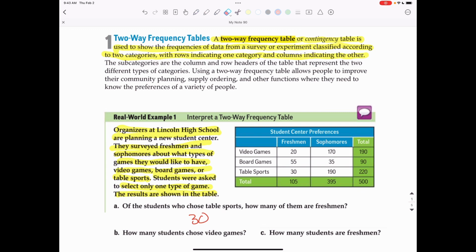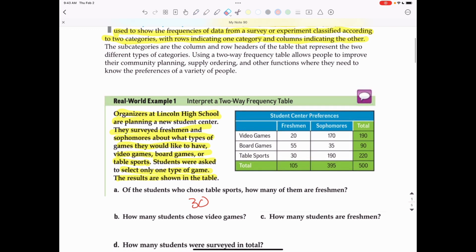Of the students who chose, how many students chose video games? So the total number of students that chose video games would be right here. This whole row represents students that pick video games. So the total number of students that picked video games was 190.